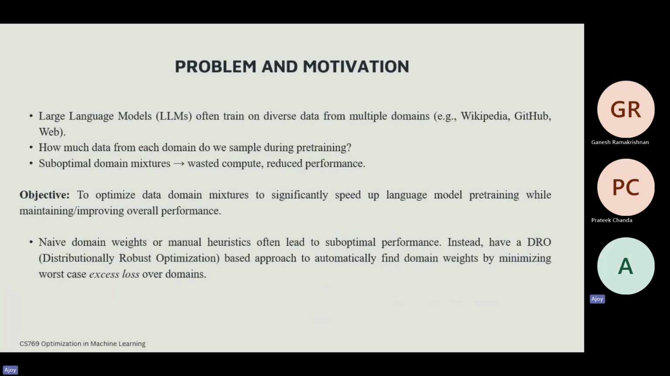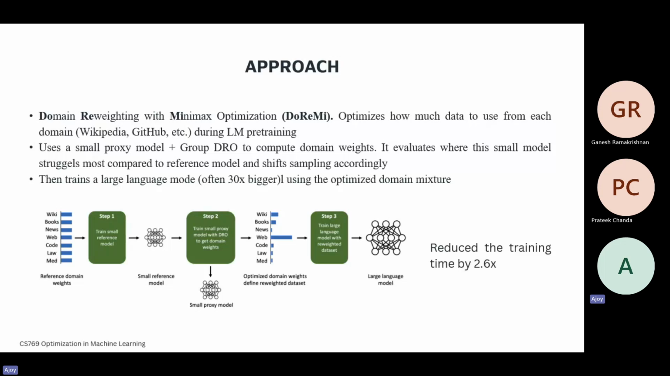Also, previously the methods being used were either downstream training, which is when we already know what we're trying to test and we change our weights accordingly, or using manual heuristics to change the weights. All of these are based on our assumptions of what weights we would need, which can lead to a lot of suboptimal performance. So what we're trying to do is train a model which, based on the data, is able to change the weights accordingly. Which is where DoReMi comes in, which is domain reweighting with minimax optimization.